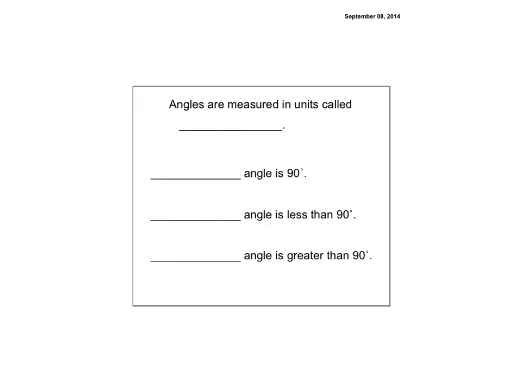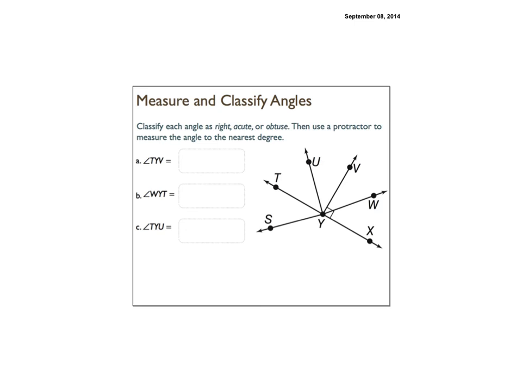All right, and then lastly, we're going to talk about just certain classifications of angles. So angles are measured in units called degrees. A right angle is 90 degrees. An angle less than 90 is acute. And an angle greater than 90 is obtuse. So when we're talking about these angles here, we're just going to kind of use the different landmarks that we have to help us figure out. I'm not going to ask you to use a protractor. We're just going to kind of eyeball it to see what kind of angle we have.